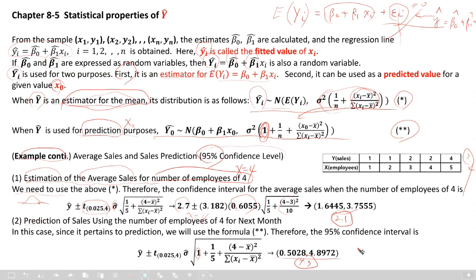Usually when you get a result from a computer statistics program, you will get this value. I will show you later with an example. It is not difficult, it is just simple, I think. Okay, this is it for today. Thank you.